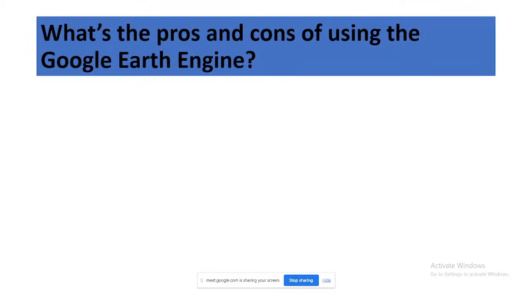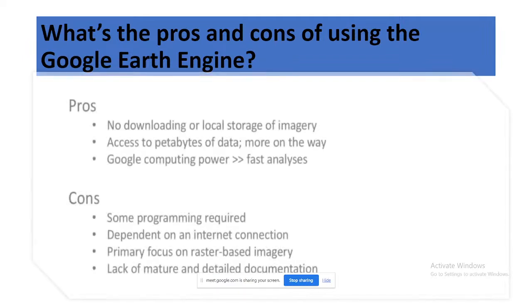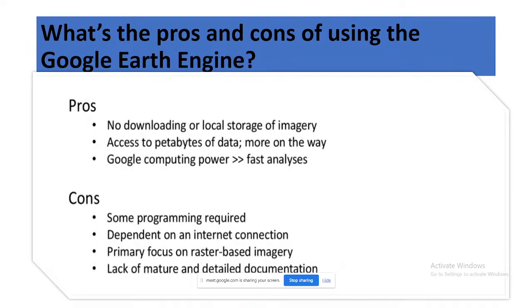It has some advantages and also some disadvantages, but it has a lot of advantages. When you use the Google Earth Engine platform, you don't need to download any types of satellite images. You can easily access petabytes of data or more. Its computing power is very fast for analysis. And it also has some disadvantages: you have to know some programming language. In this online training program, I will provide you all of the programming language which you need.